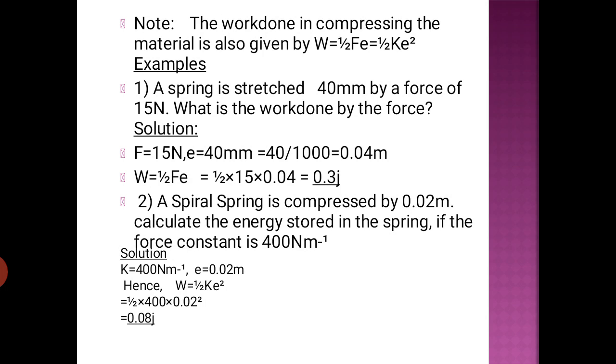Now bringing in the formula. Hence, W equals half KE squared. Do your substitution: half times 400 times 0.02 to power 2. By the time you simplify this, your answer will be 0.08 joules.